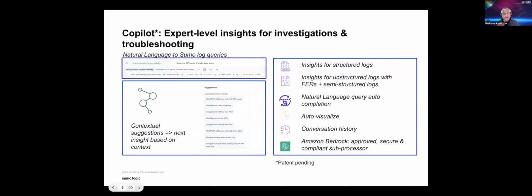So that being said, what's the summary in terms of what Copilot does? The headline here is it's expert level insights for investigations and troubleshooting. The first feature that you should experience is natural language to Sumo Logic queries. You can ask a question in plain English, and the system generates a query for you. The other big thing that's a huge leg up, especially for beginners and early career employees, is contextual suggestions. The moment you choose a log source, we start painting suggestions for you on the right-hand side that are the most interesting kinds of questions to ask in that data source.